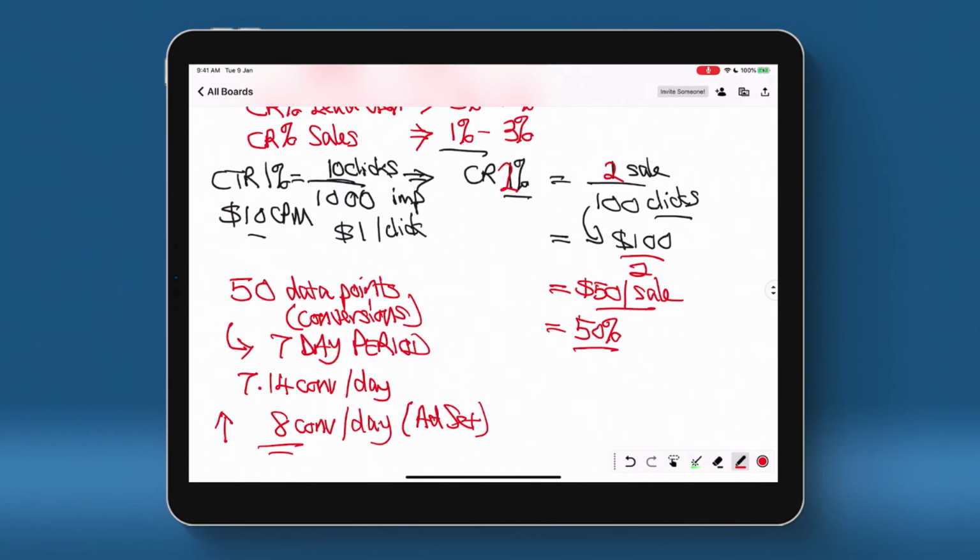Now, is it profitable or not? It depends on what you're selling. If it's a high ticket item, it could be profitable. If you're selling a product at maybe $500, depending on your profit margin itself, it may work. But if you're going to spend $800 per sale, well, let me correct myself. At 8 conversions a day to meet the data point requirement, if your CTR and your CR remain at 1% each, you are doomed because it's going to cost you $800 per sale.